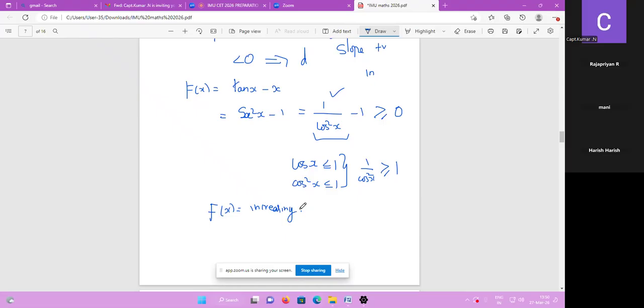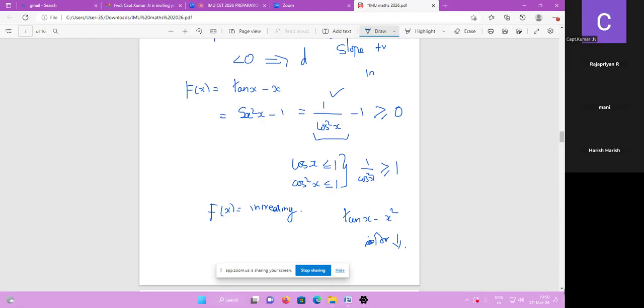Okay. So similarly, do problems on decreasing. For example, tan x minus x square will be different. Check whether tan x minus x square is increasing or decreasing. Okay.